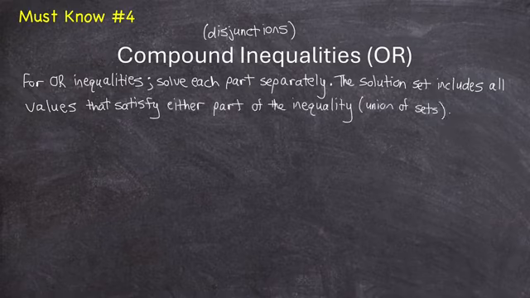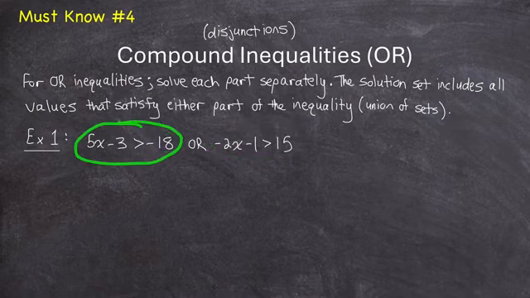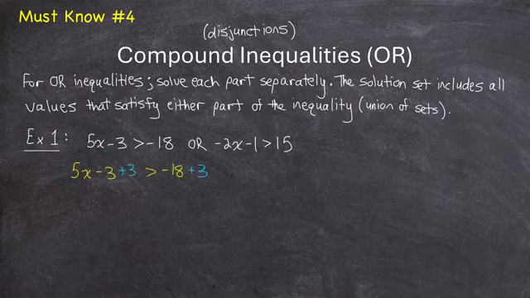Now let me take you through a few examples so you can see how these compound inequalities work. Notice in example 1, it says 5x minus 3 is greater than negative 18, or negative 2x minus 1 is greater than 15. When solving these, you have to start by solving each of the inequalities separately. Starting with 5x minus 3 being greater than negative 18, I'll isolate x on the left side. I'll add 3 to both sides, leaving me with 5x is greater than negative 15, and then I'll divide both sides by 5, giving me x is greater than negative 3.